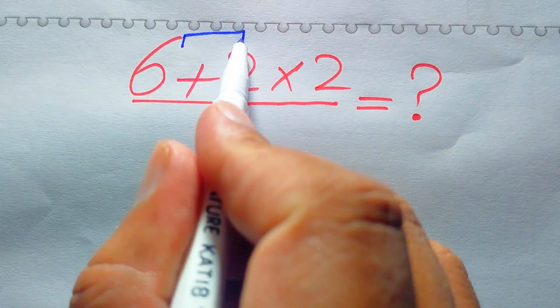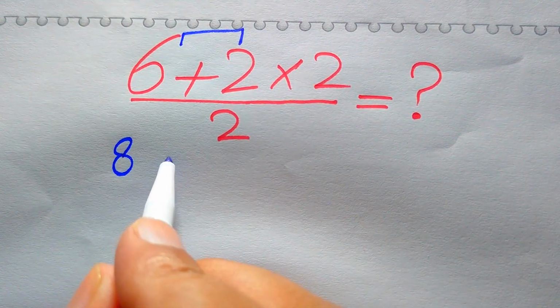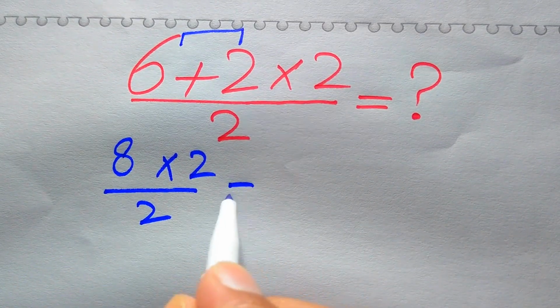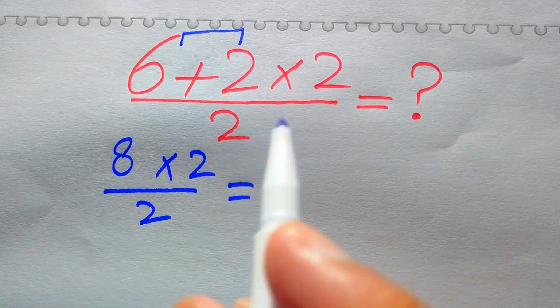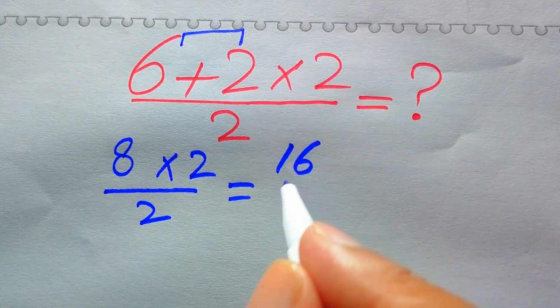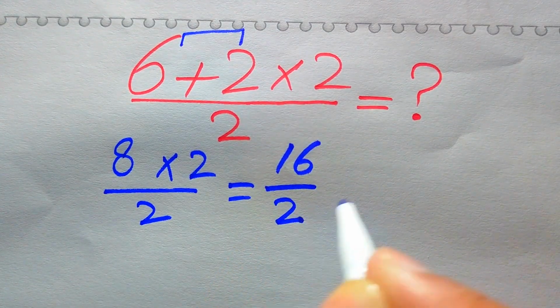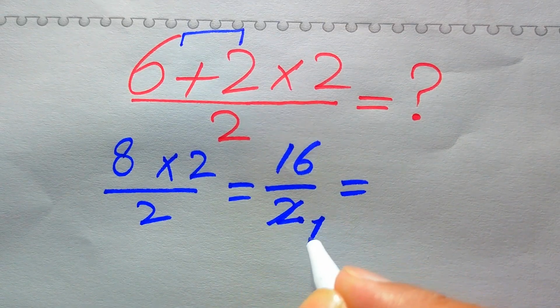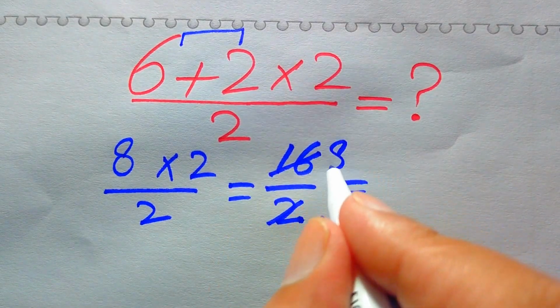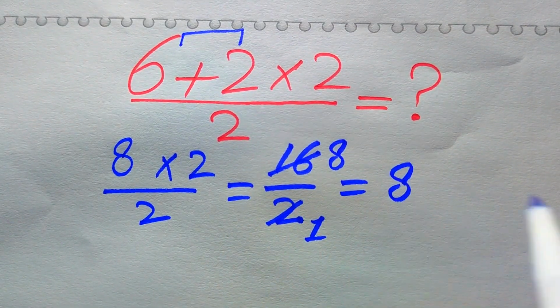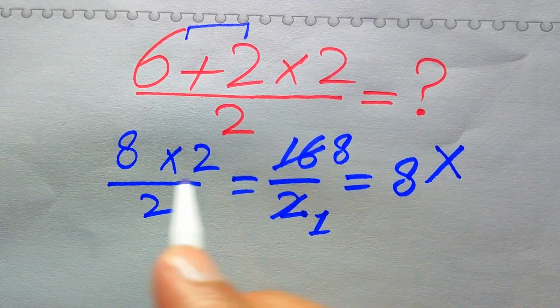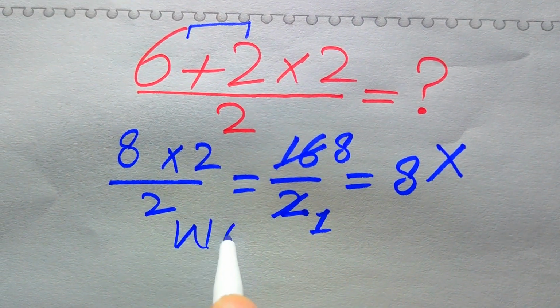6 plus 2 is equal to 8 times 2 divided by 2, and 8 times 2 becomes 16 divided by 2, and further we cancel these two terms and we get 2 ones are 2, 2 8s are 16. So here we get 8 only. So this is our wrong answer, and this is the wrong process to solve this problem.